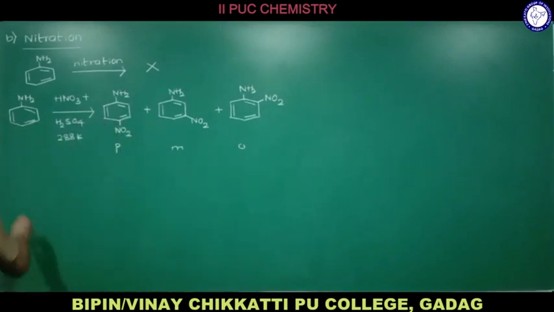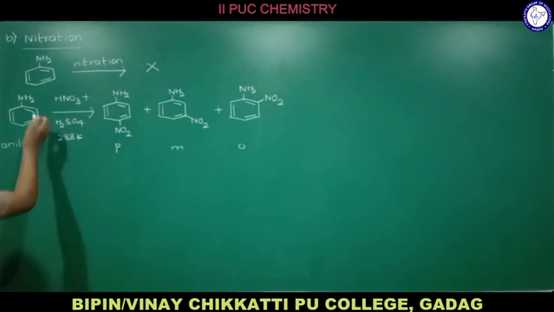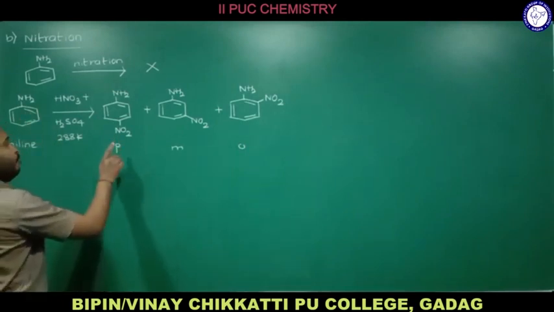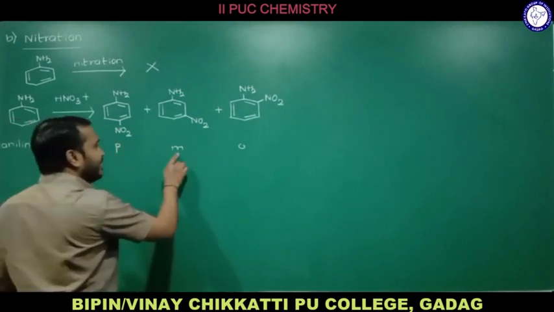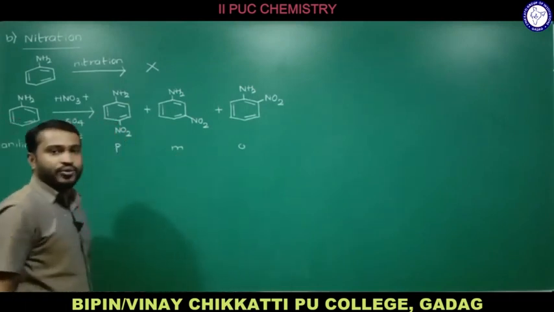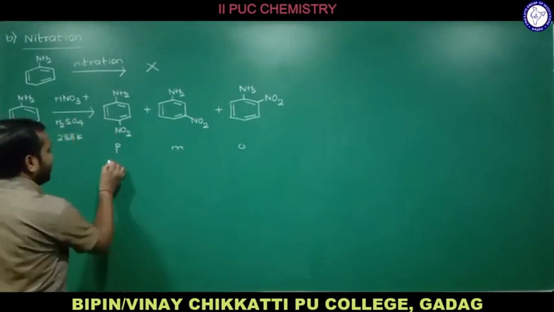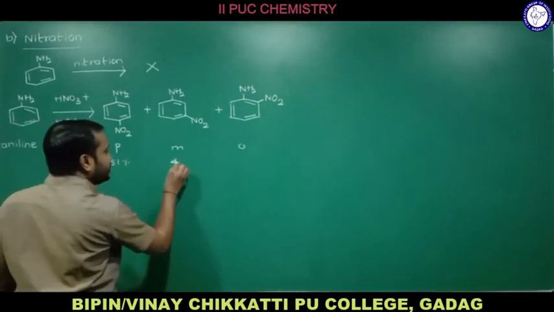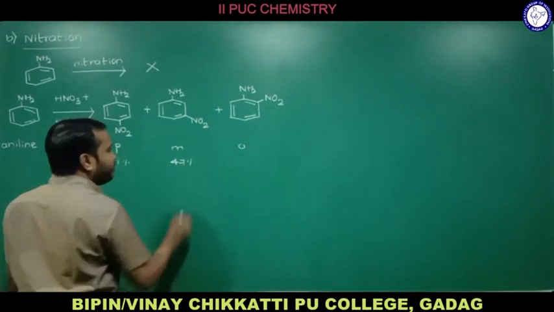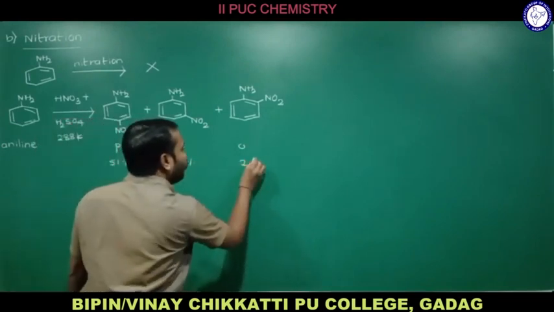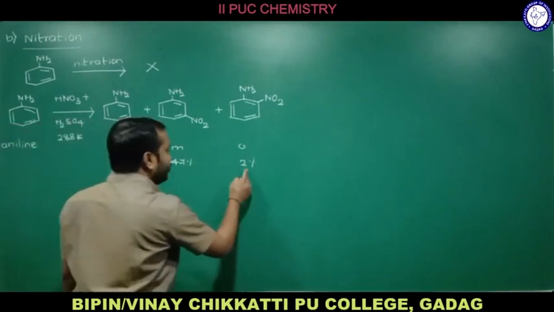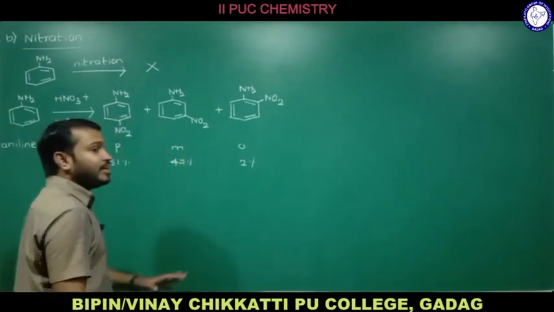So when you consider aniline and the nitrating mixture at 288 Kelvin, nitration takes place, and we get para-nitroaniline, meta-nitroaniline and ortho-nitroaniline also. Let me tell you, practically para is 51%, meta will be 47% and ortho will be only 2%. So we get a para product, we get an ortho product, along with that we get a meta product also.